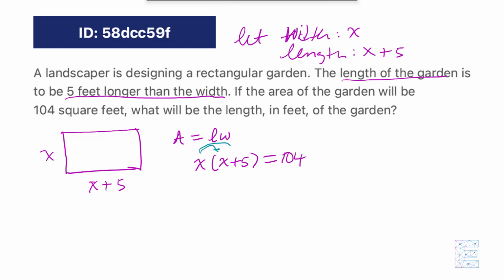So anytime you're solving an equation, your first step is to set it equal to 0. So let's go ahead and distribute first. So x squared plus 5x. And then you would bring this 104 to the left side because we're getting ready to solve. So subtract 104 from both sides. This would be minus 104 equals 0.